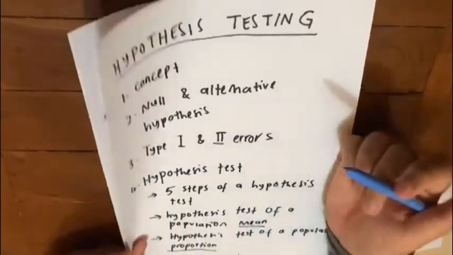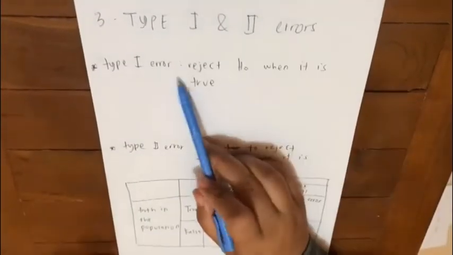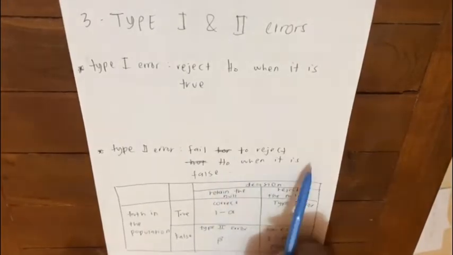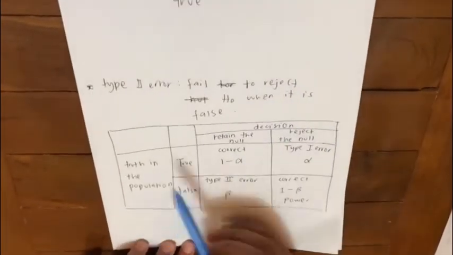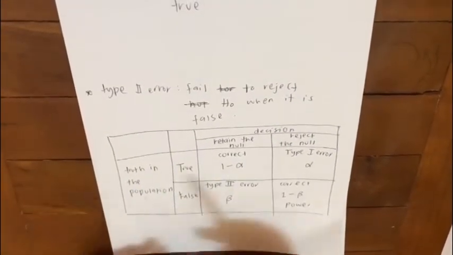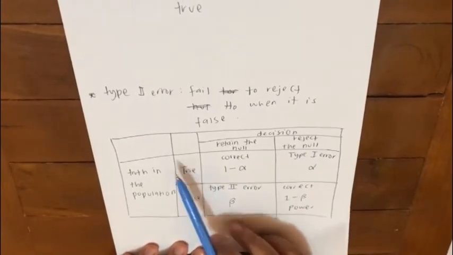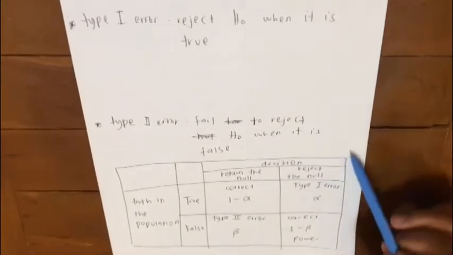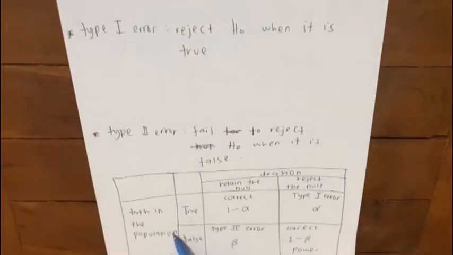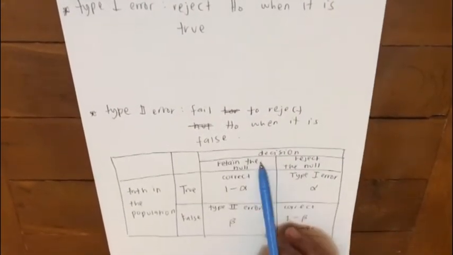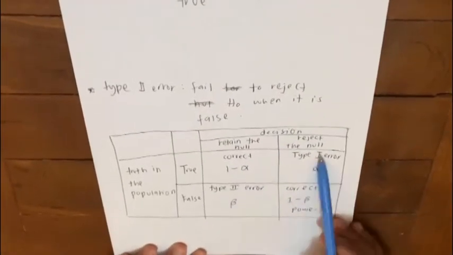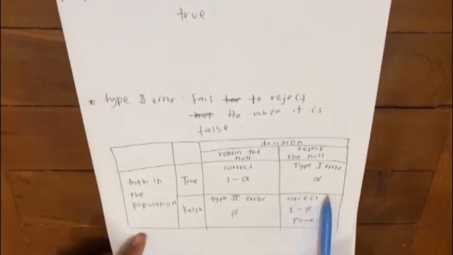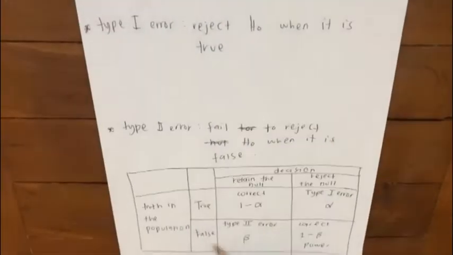Next is type 1 and type 2 errors, which is this. Type 1 error is rejecting H null when it is true, and type 2 error is failing to reject H null when it is false. So this is the table that you can refer to, with the column for what is true in the population. When the null is true, retaining the null is correct, 1 minus alpha, and rejecting the null is a type 1 error. This is where the type 1 error happens. If the null is false in the population, retaining the null is a type 2 error, and rejecting the null is correct, 1 minus beta. So 1 minus beta is the power, which is 1 minus the type 2 error probability.